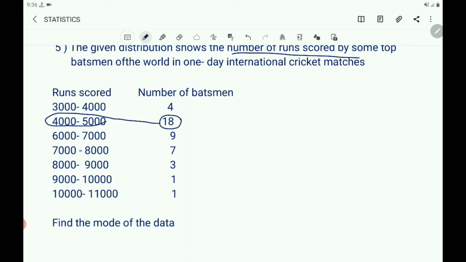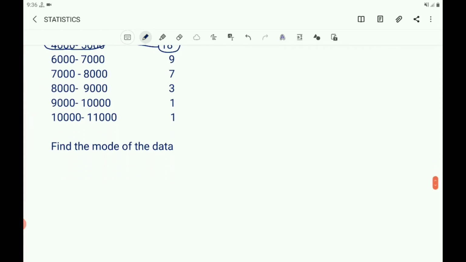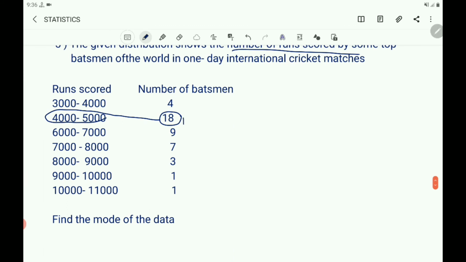4000 to 5000. Therefore the class 4000 to 5000 is the modal class. Then you write here, you take this as F1, this as F0 and this as F2. Here the frequency of the modal class is F1, the frequency of the previous class is F0 and the frequency of the next class is F2.